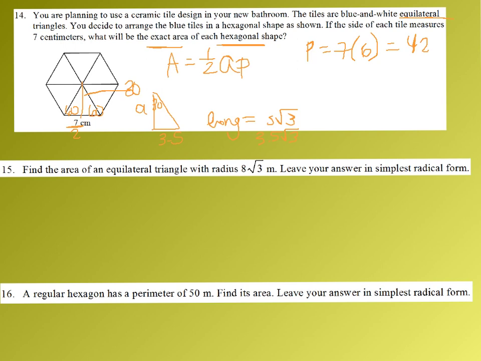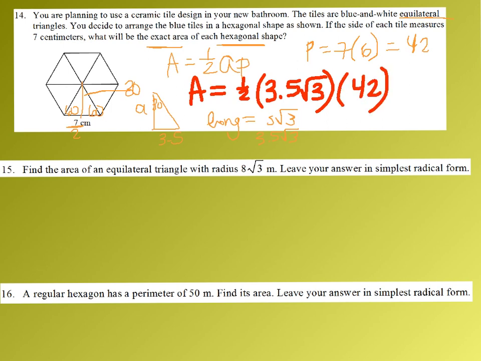So I'm just going to plug all of that in. I get area is equal to 1/2 times apothem, 3.5 square roots of 3, times perimeter, 42. I'm going to put that in my calculator: 1/2 times 3.5 times 42, and then add the square root of 3. So half of 42 is 21, and 21 times 3.5 is 73.5. Let's write that again: 73.5 square roots of 3, and my units are centimeters squared.